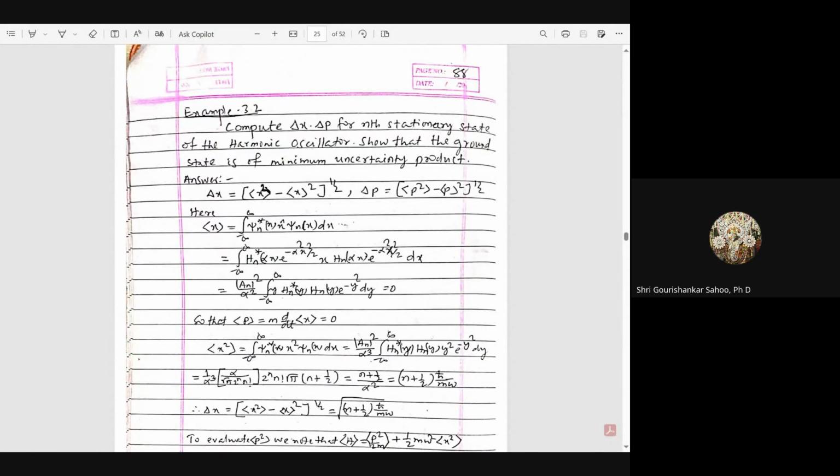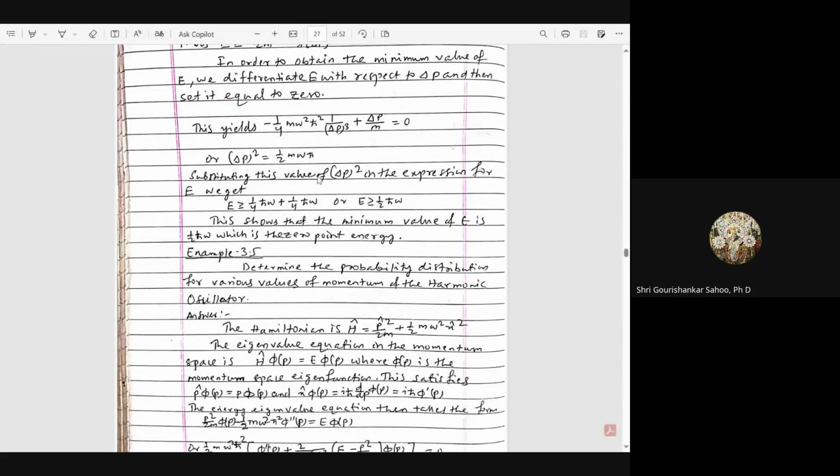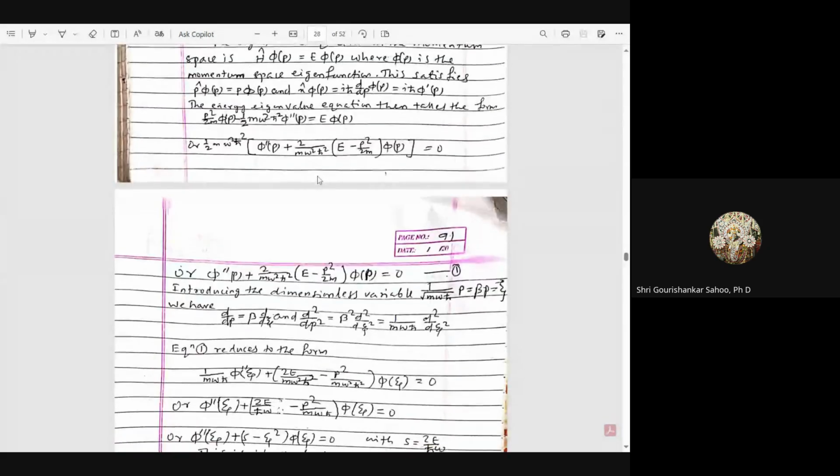Compute delta x times delta p for the n-th stationary state of the harmonic oscillator, so that the ground state is the minimum uncertainty product. Show that the expectation values of potential and kinetic energy are equal in the stationary state of the harmonic oscillator. The zero-point energy of the harmonic oscillator is a consequence of the uncertainty principle. You can determine the probability distribution for various values of momentum of the harmonic oscillator.